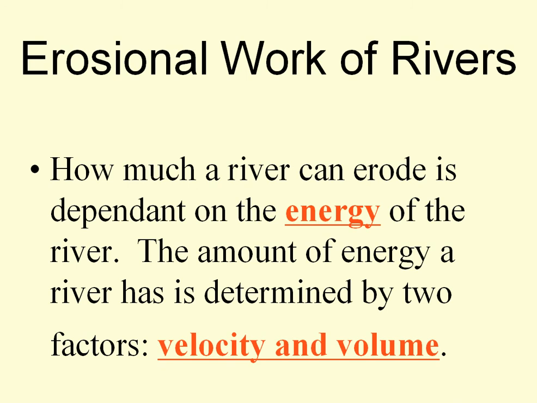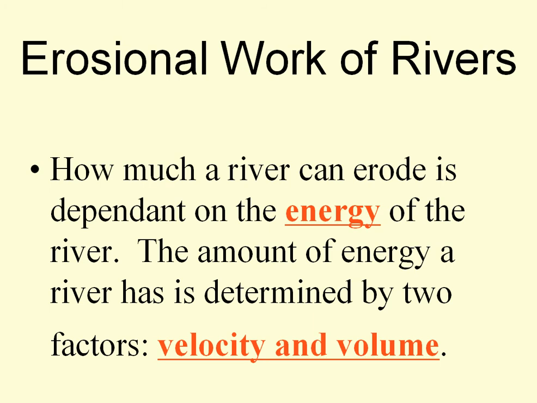Now, how much a river can erode is really dependent on the energy of the river. The amount of energy a river has is determined by two factors. One, its velocity, and the second is its volume. A lot of times these will go hand in hand. Typically, if you have a lot of volume, the water may be flowing faster as well. But when we took a look at the last round of flooding we had here in Wisconsin, it was just the pure volume of the water. There was an overwhelmingly large amount of water.